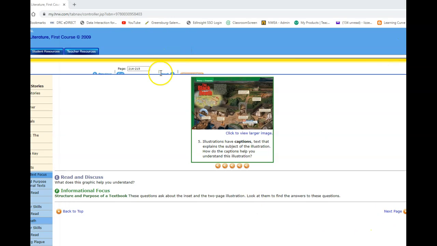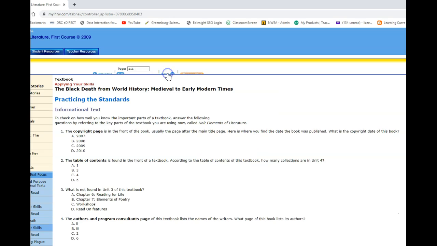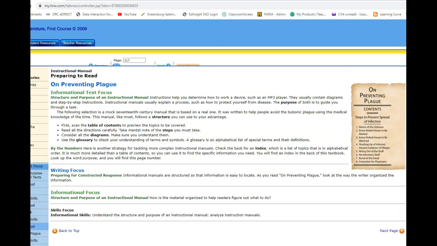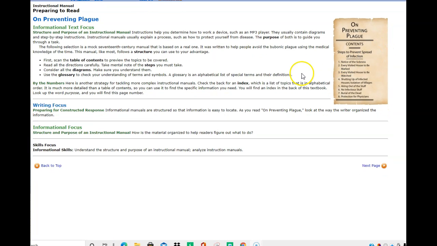Okay, and the next section here is on preventing plague. And this is an instructional manual, preparing to read on preventing plague. Informational text focus, structure and purpose of an instructional manual. Instructions help you determine how to work a device, such as an MP3 player. They usually contain diagrams and step-by-step instructions.